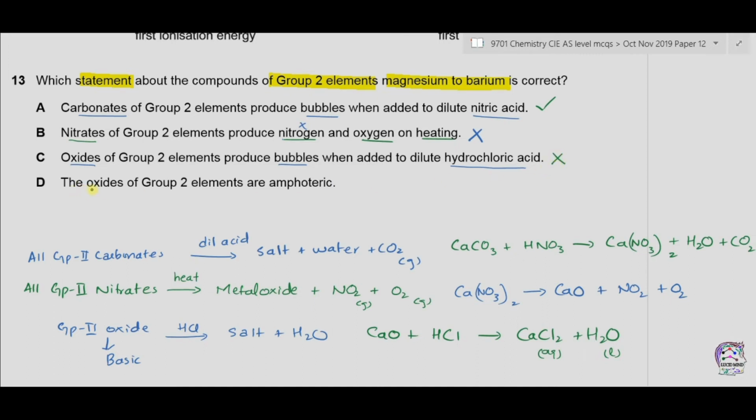In D, it says the oxides of group 2 elements are amphoteric in nature. As we know that group 2 elements are metals and the oxides of metals are basic in nature. So this is also incorrect. So the correct option is A.